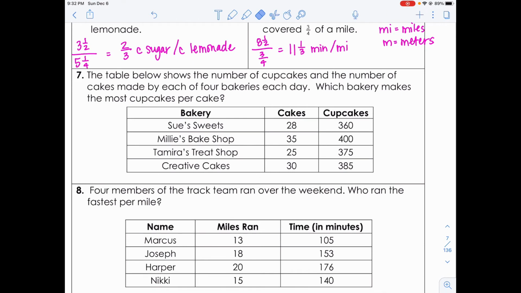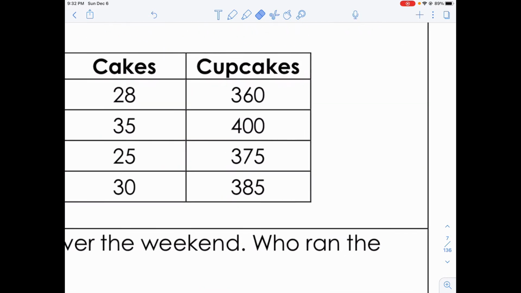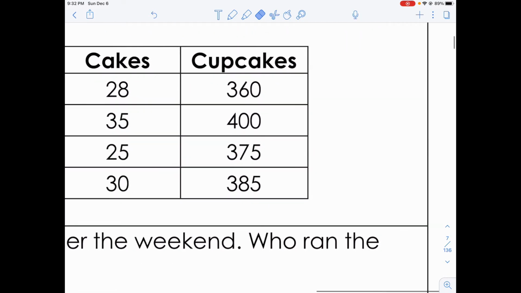The table below shows the number of cupcakes and the number of cakes made by each of the 4 bakeries each day. Which bakery makes the most cupcakes per cake? So the first thing you're going to do is set up each one. It says cupcakes per cake. That means I want cupcakes over cakes. So I'm going to do 360 divided by 28. Then I'm going to do 400 divided by 35. 375 divided by 25, and then 385 divided by 30.